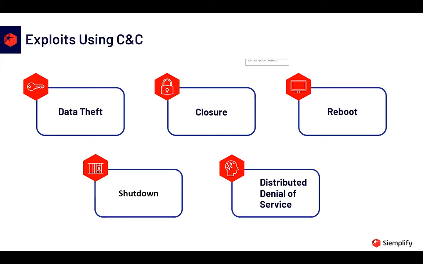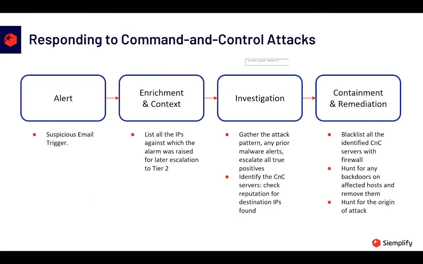Now, these things are all risks, but how can Simplify help? This is looking at how at Simplify we respond to command and control attacks. Now we're going to dig into what a command and control attack might look like. First, you're going to get an alert and receive a suspicious email trigger. Then you're going to want to enrich it with additional context, including the source and destination IP address, and then list all the IPs against which the alarm was raised for later escalation to tier 2.